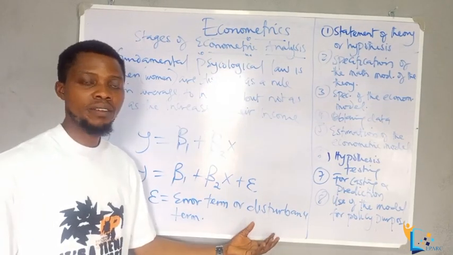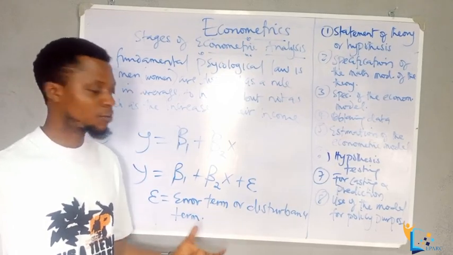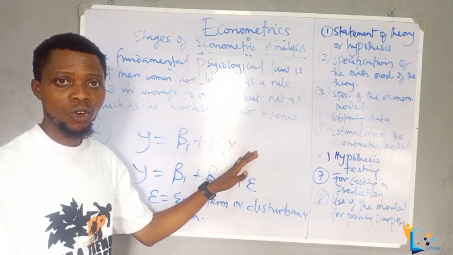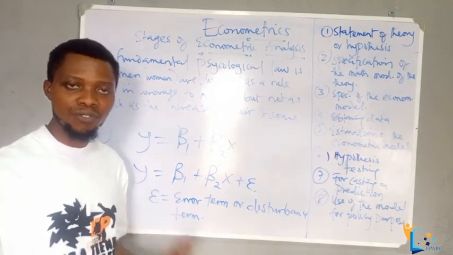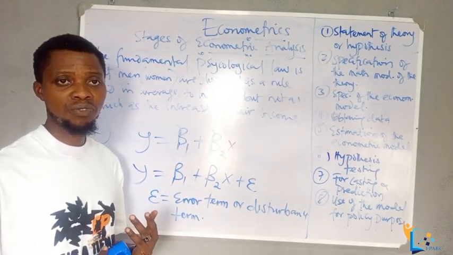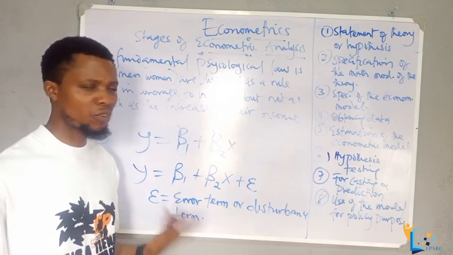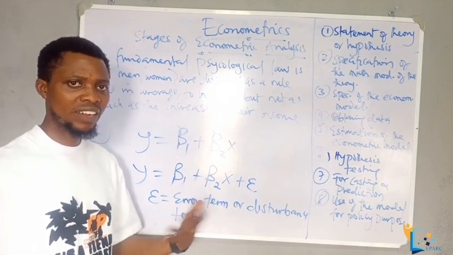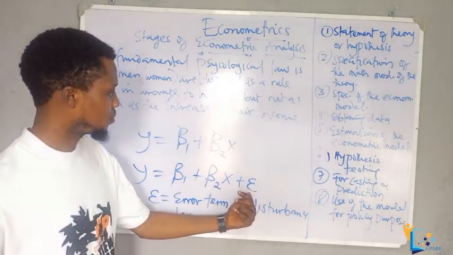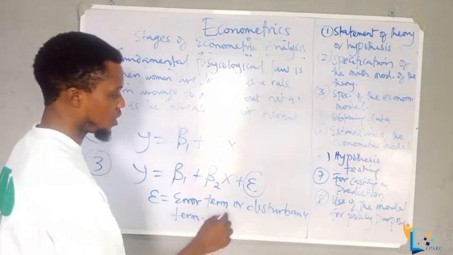The error term here represents all those factors that affect consumption but are not explicitly indicated in the model. For instance, you have size of the family, age of the family, and maybe religion of the family. So these are factors that are being considered when modifying the model, and that's what is represented by this E, the error term.